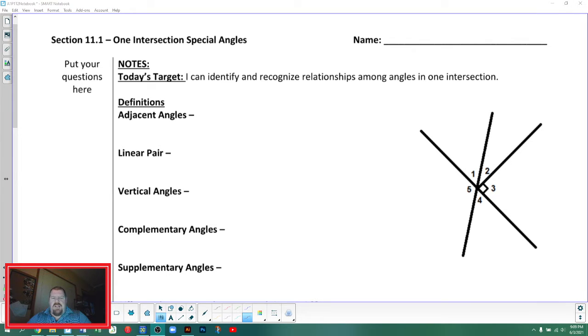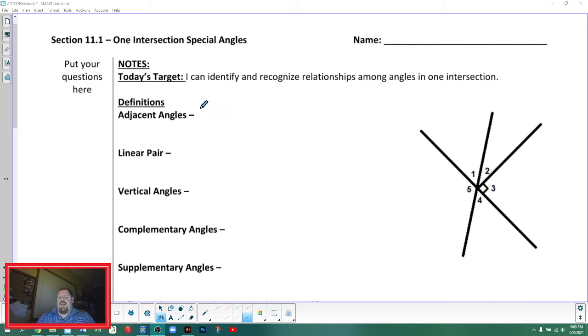Taking a look at some definitions. We've got a lot of definitions today because we're looking at all the possible types of angles that happen when two lines intersect. I guess when two lines intersect, that's a pretty good way to say it. So let's jump right into it.